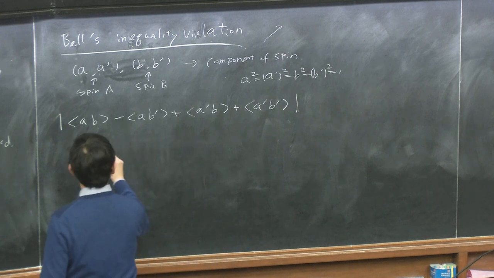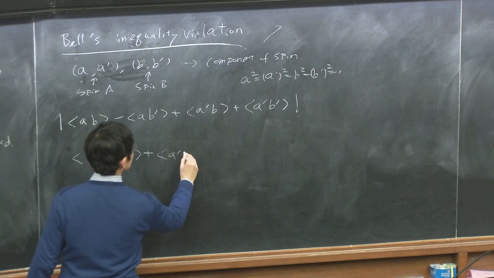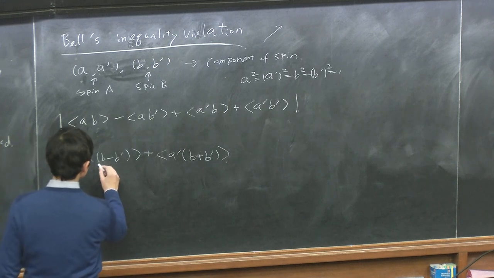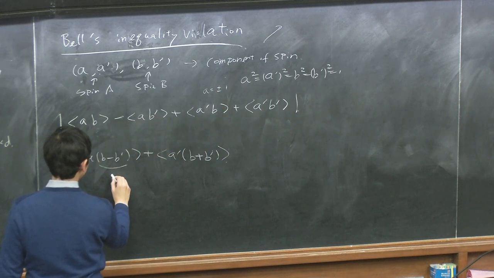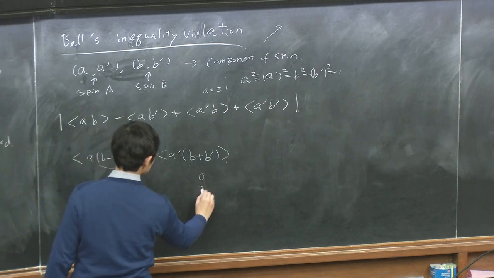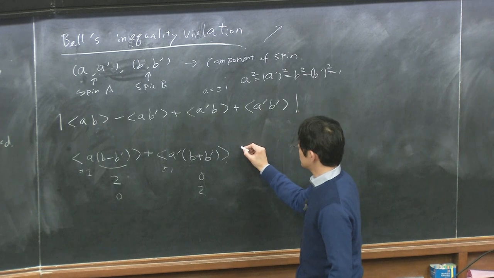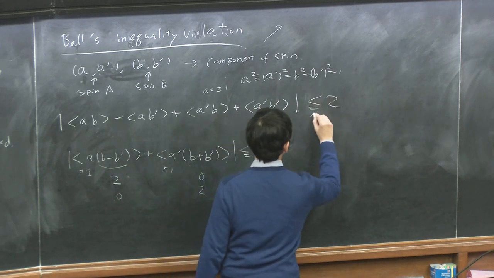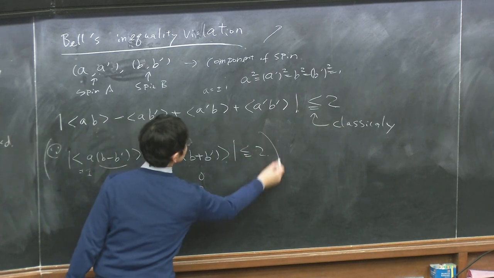And if we take this, we can just factorize this, right? So A times B minus B prime, plus A prime times B plus B prime. If we assume the theory is classical, then this one takes the eigenvalue plus or minus one, so this might be two or zero. If this is zero, obviously this sum is zero, so it's one minus one. And if this is zero, obviously this is two. So that means if this is true, it is always bounded by two. So classically, we always find this is below two in absolute value.